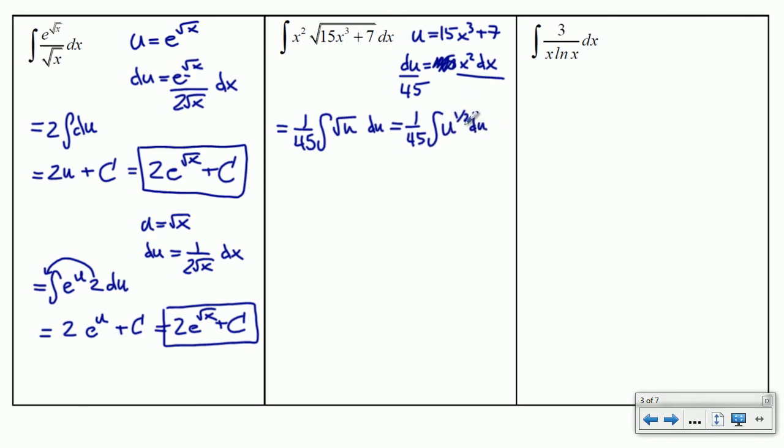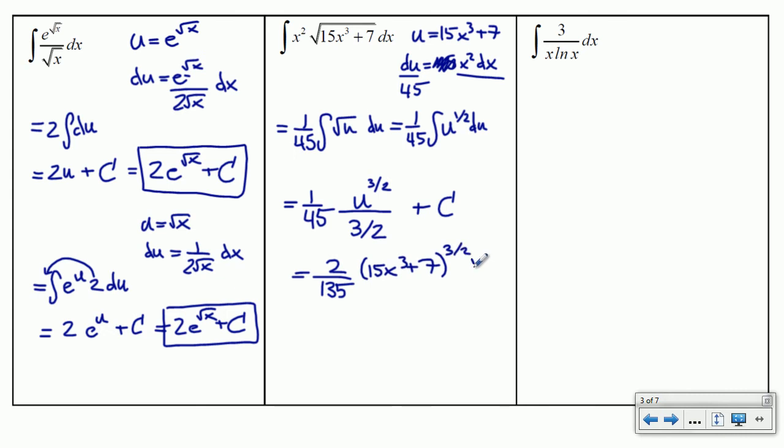So next we can add 1 to the exponent and divide by that same thing. So 1/2 plus 1 gives 3/2, and we'd have to divide by 3/2 as well. So the result of this integral would be 1 over 45 u to the 3/2 divided by 3/2 plus c, which is basically 1 over 45 times 2/3, which would give us 2 over 135, and we can sub u as 15x cubed plus 7, 15x cubed plus 7 to the 3/2 plus c.